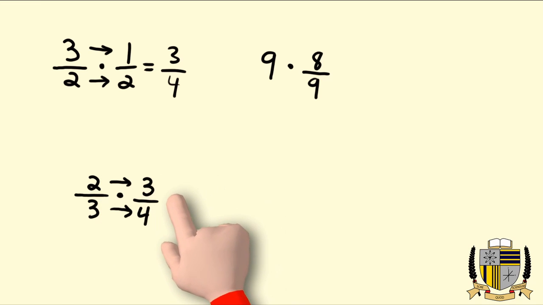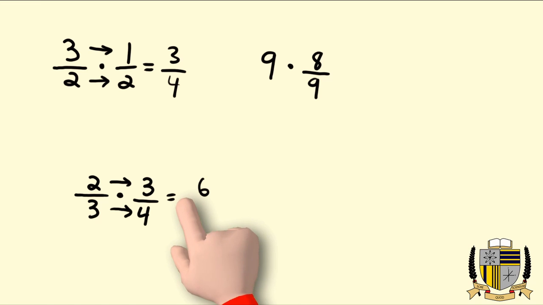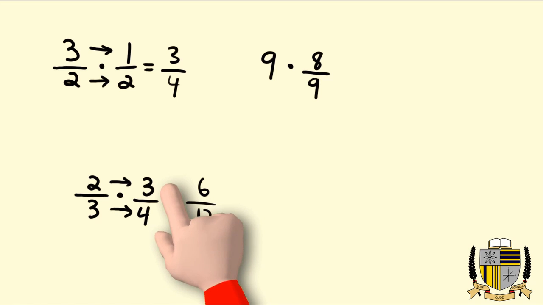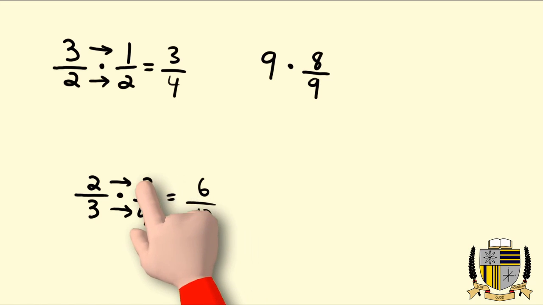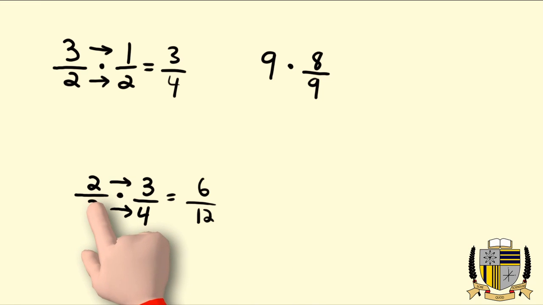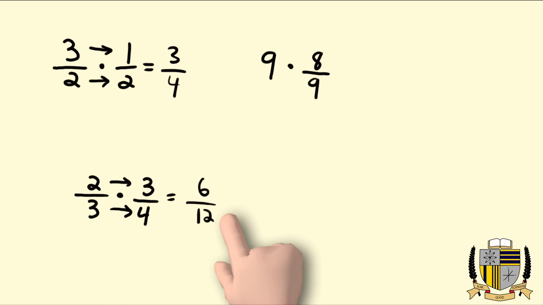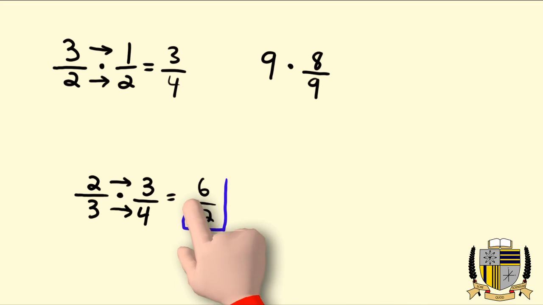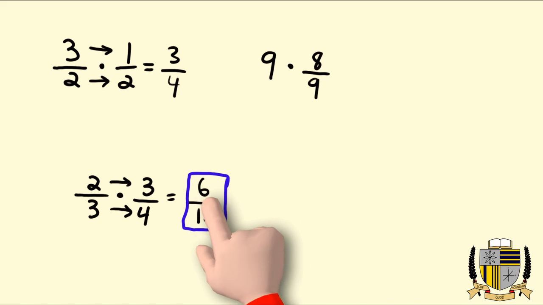2 times 3 is equal to 6, and 3 times 4 is equal to 12. Just 2 times 3, 6 in the numerator, and in the denominator, 3 times 4 is 12. But you can see over here that this can be reduced because there's a relationship between the 6 and 12. So they can be reduced.